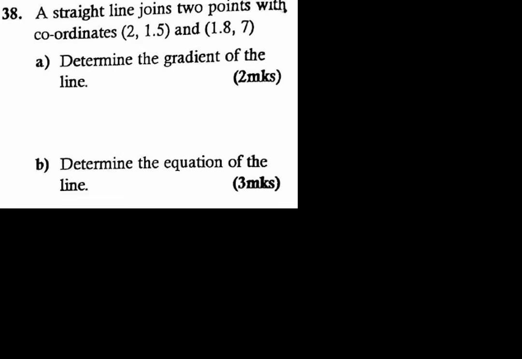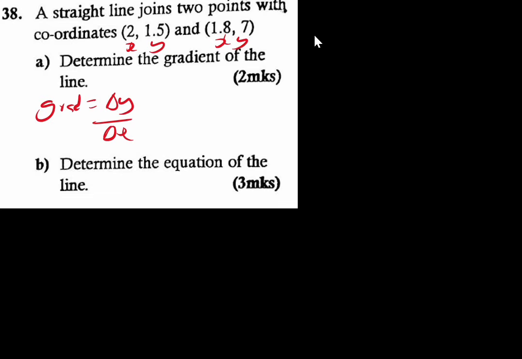We continue to the next question, question number 38. This is grade 9 work. Here we have a straight line that joins 2 points with the coordinates (2, 1.5) and (1.8, 7). Determine the gradient of the line. We know that gradient is equal to change in y over change in x. So this is my x, this is my y, this is my x, this is my y.